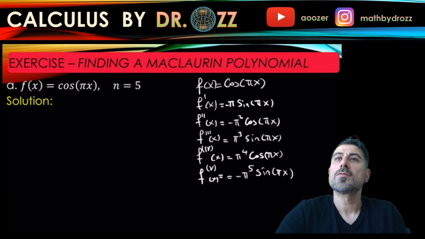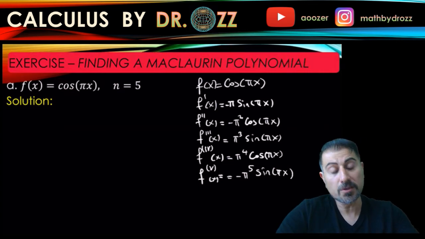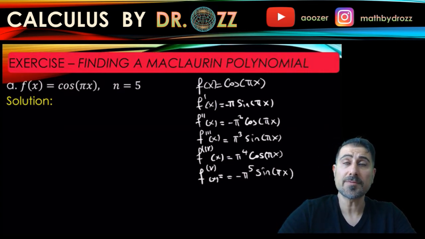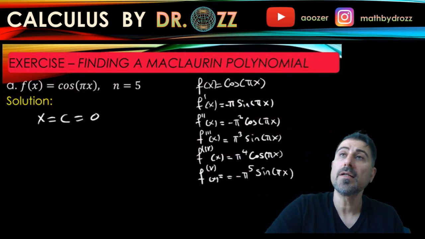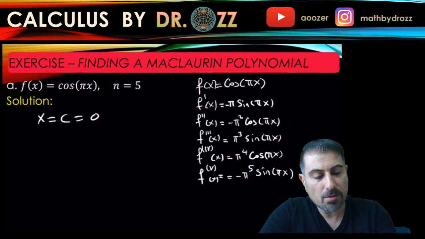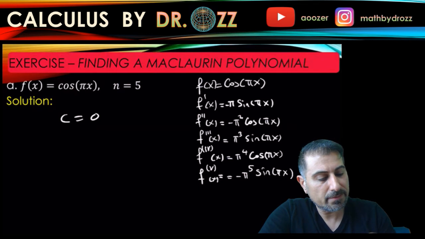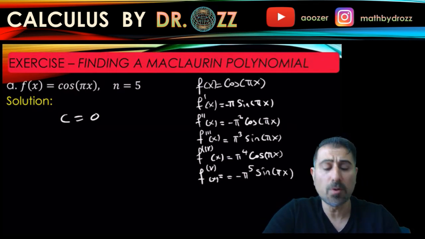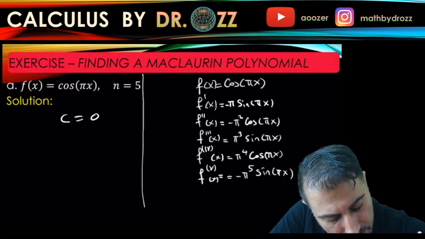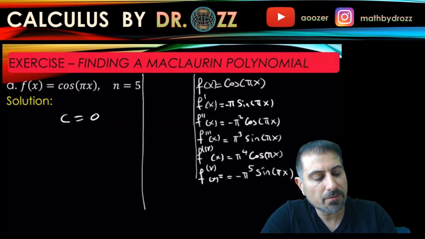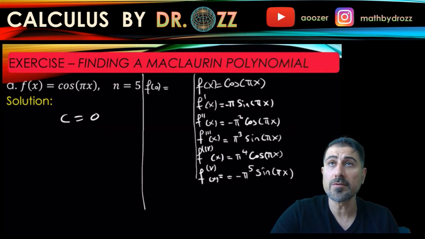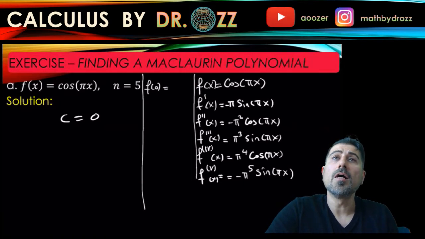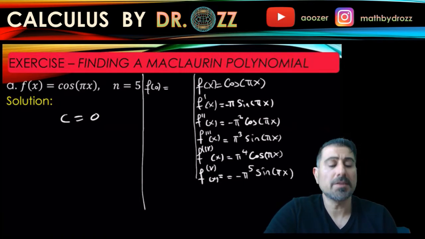So once you collect all of the derivatives, you need all of these functions evaluated at x equals c, which is c equals 0. So why don't we have f of 0? Let me just list them all here. F of 0 is cosine. You can have your TI-84 with you and do the calculations on it. Cosine of pi times 0 is cosine 0, which is 1.